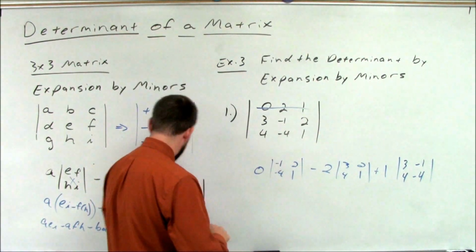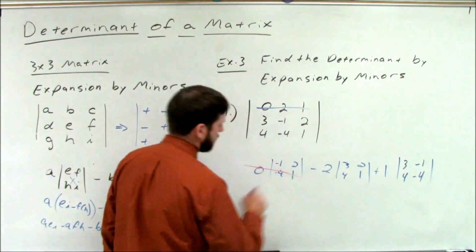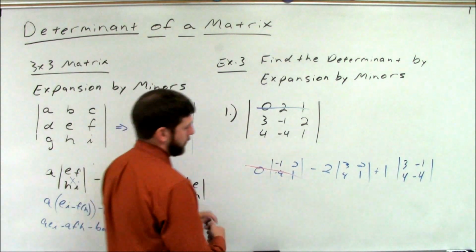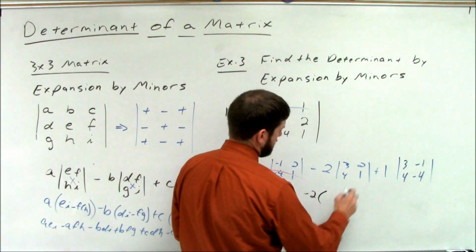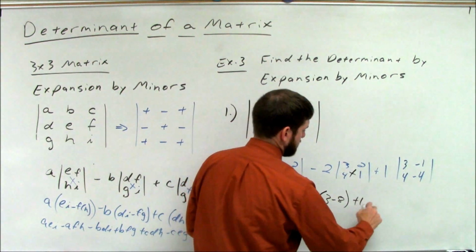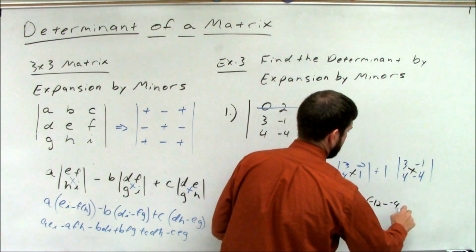I don't even have to do this arithmetic right here. That's 0 times some number. That's finished. That's why we picked that row. So let's go right here. -2 times 3 minus 8 plus 1 times -12 minus -4.